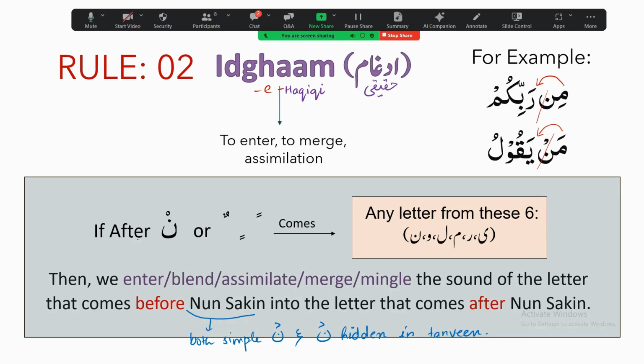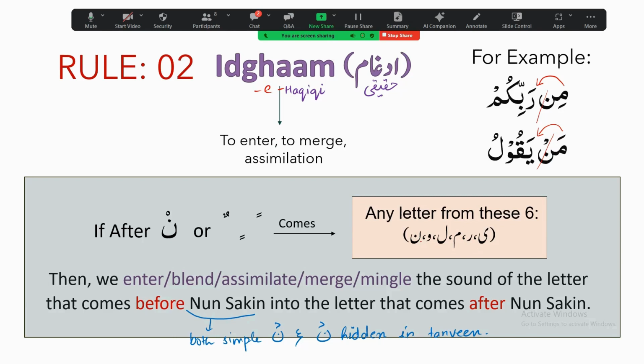This rule says that if after Noon Sakin or Tanween comes any letter from these six letters, which are Ya, Ra, Mim, Lam, Waw, Noon. Again, six letters, right? In the previous rule, we covered the six letters of the throat. But today we again have six letters for this rule, but these are different letters. And obviously, you will have to memorize these letters with time, inshallah.